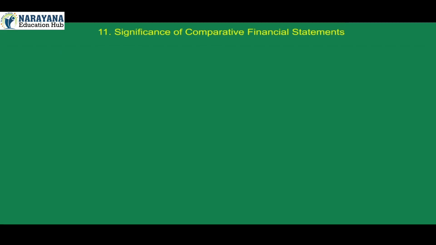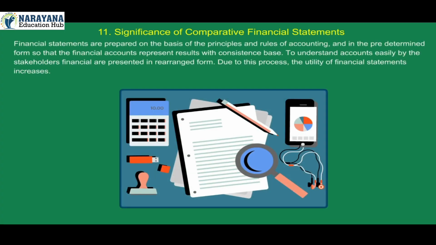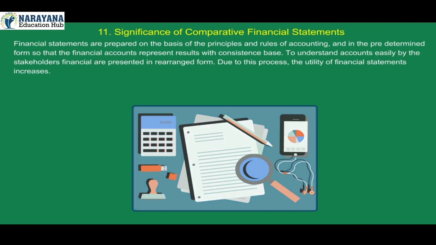11. Significance of comparative financial statements. Financial statements are prepared on the basis of the principles and rules of accounting and in a predetermined form so that the financial accounts represent results with a consistent base. To understand accounts easily, stakeholders are given financials in rearranged form. Due to this process, the utility of financial statements increases.